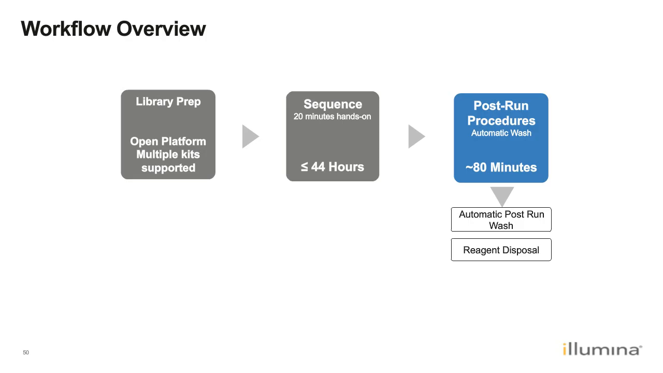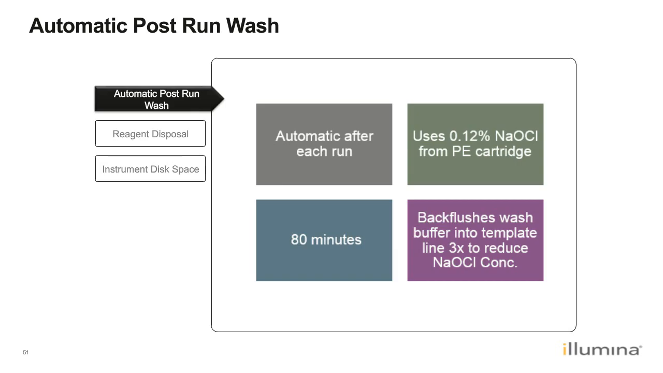Now we're just going to touch on the post-run procedures. So once a sequencing run is complete, a post-run wash is automatically performed by the instrument. The instrument wash utilizes solutions in the buffer cartridge as well as the sodium hypochlorite from the cluster cartridge, and the overall wash takes about 80 minutes.